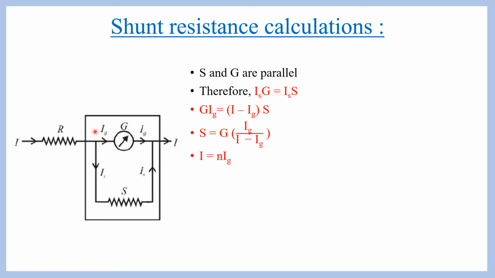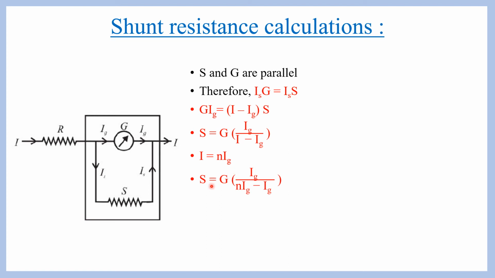Now suppose we want to increase the current measuring capacity to N times Ig. You can see here this rectangular box within this. This is called an ammeter. Initially we had simply this much part. When we connect this shunt resistance to this galvanometer in parallel, this becomes an ammeter. So here if we want to increase the current capacity to I, that is N times Ig, we will try to find out the value of the shunt.